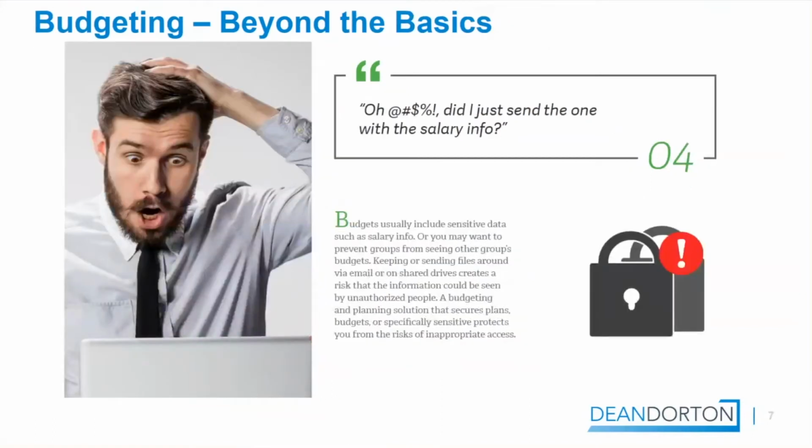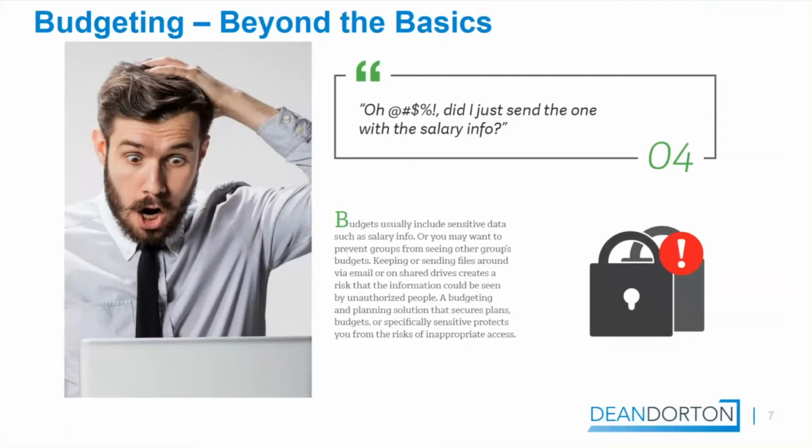Next one. Oh no, did I just send the one with the salary info? So again, another risk of Excel is that it's very possible, if you're managing multiple different versions of a file, that you could inadvertently send a version of a budget that has salary tabs, that has specific, sensitive information that you may not want to share. And you've now just accidentally emailed that to someone and there's no way to recall it.